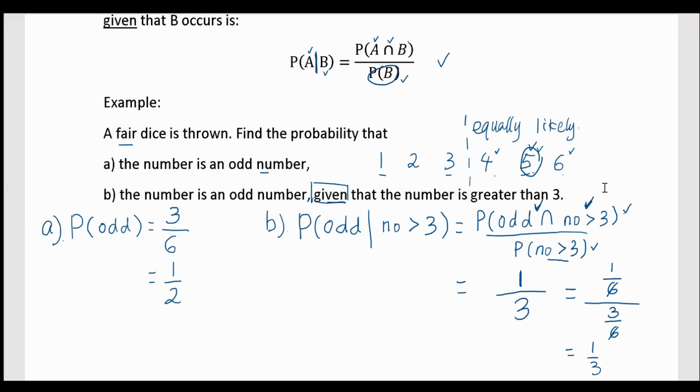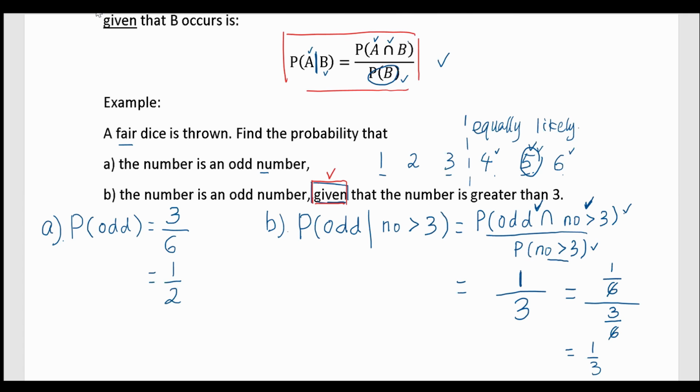All right. So that is the answer for this conditional probability for part B. The important keyword when we are finding the conditional probability is this word, given. Whenever the question is asking you to find the probability and is mentioning given, then we are looking for conditional probability, and we can use this formula to find out.